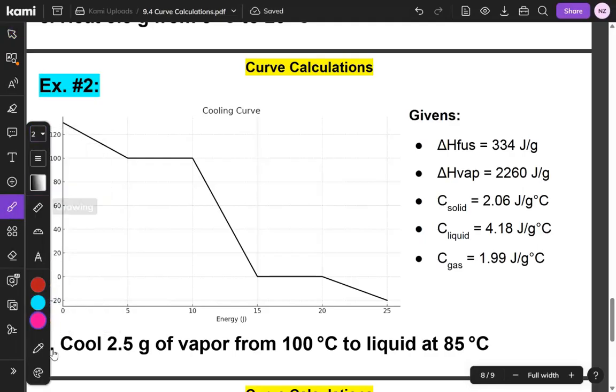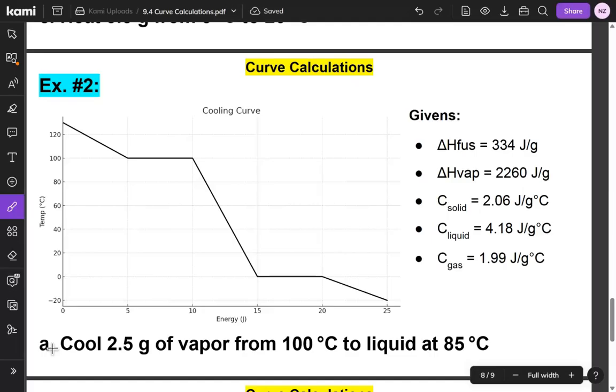Okay, so for the first part, it says cool 2.5 grams of vapor from 100 degrees, which is here, down to liquid at 85 degrees. So I started here instead of here because I am a vapor. That second point would have been a liquid. So we have two segments here, segment 1 and 2.